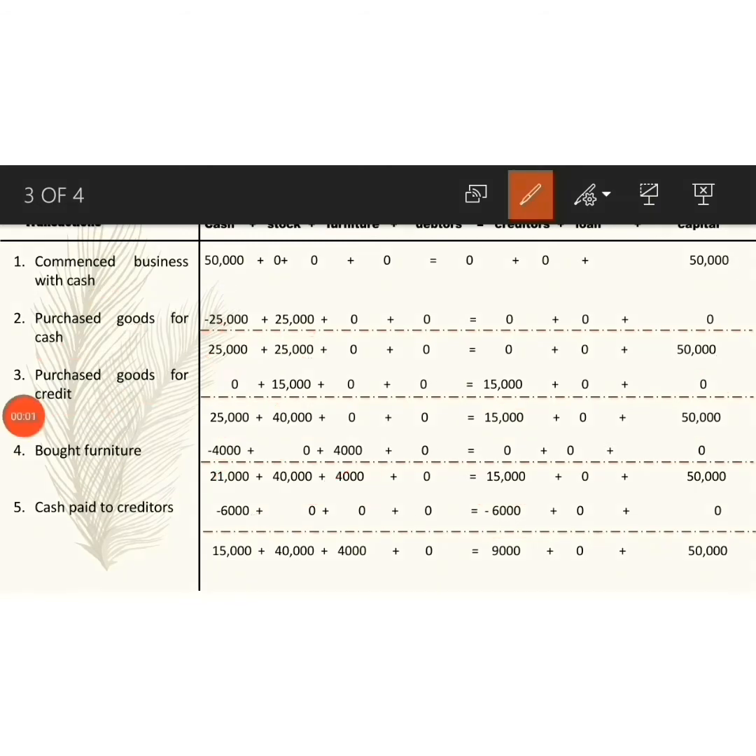Upon adding these transactions, 21,000 minus 6,000 is 15,000. And then again, 40,000 plus 0 is 40,000. 4,000 plus 0 is 4,000.